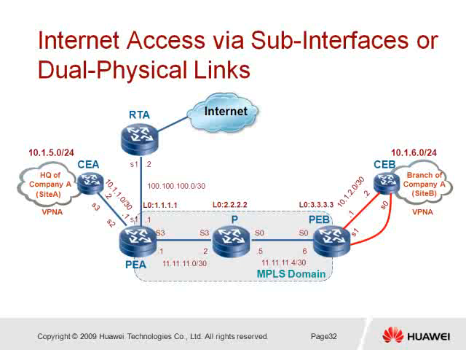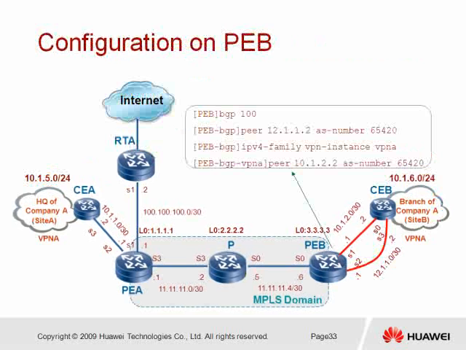Let's see the configuration on PEB. Using the commands PEB BGP 100 and PEB BGP peer 12.1.1.2 AS number 65420 to provide the Internet service. PEB BGP IPv4 family VPN instance VPN-A, PEB BGP VPN-A, peer 10.1.2.2 AS number 65420 are used to provide the VPN service.